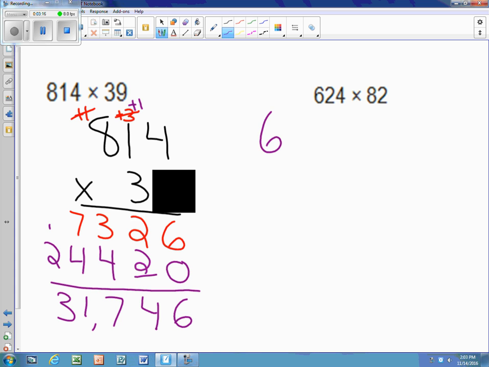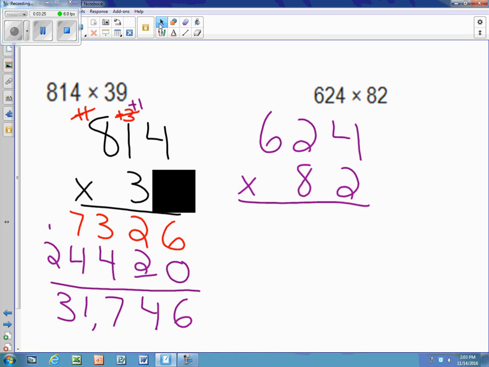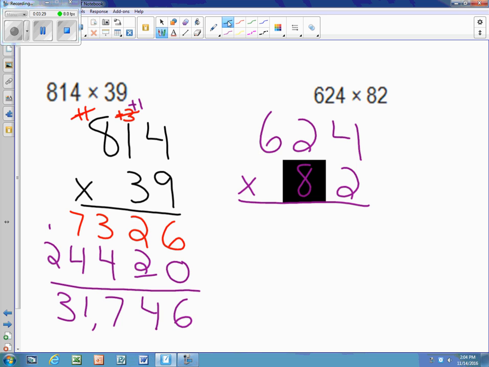Once again, we'll do one over here, 624 times 82. We're going to use our post-it from this problem. We're going to take it over here and cover our 8. We have 2 times 4 is 8, nothing to carry. 2 times 2 is 4, nothing to carry. 2 times 6 is 12.